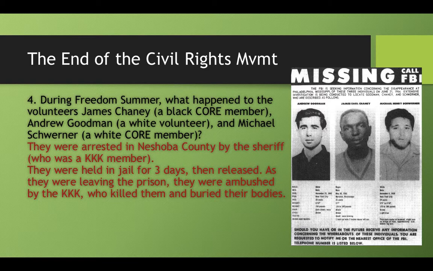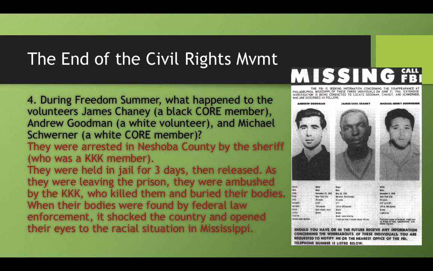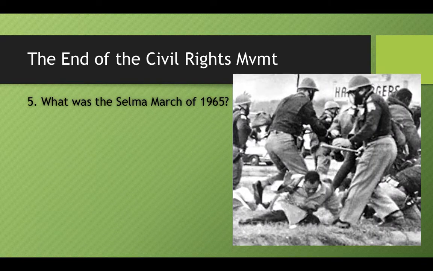So the KKK at this time was not just a hate group like it is today. It was actually like a terrorist group. It would actually kill people for their own political or social agenda. So these three guys were killed and their bodies were buried. Finally, their bodies were found by federal law enforcement. The FBI actually had to come down to Mississippi because the sheriff wasn't really doing his job looking for the bodies. And it really shocked the country and opened their eyes to the racial situation in places like Mississippi. So while these three poor guys did die unjustly, their deaths did lead to some better legislation and a lot more people jumping on the bandwagon of the civil rights movement.